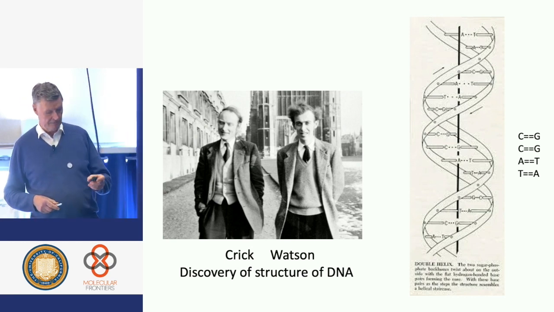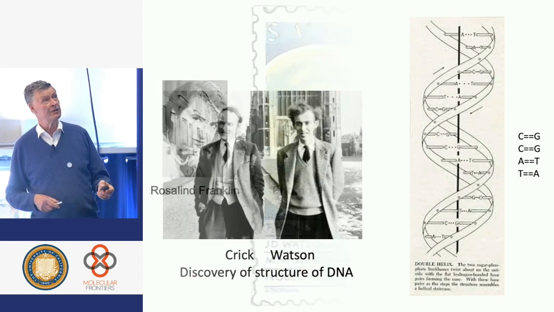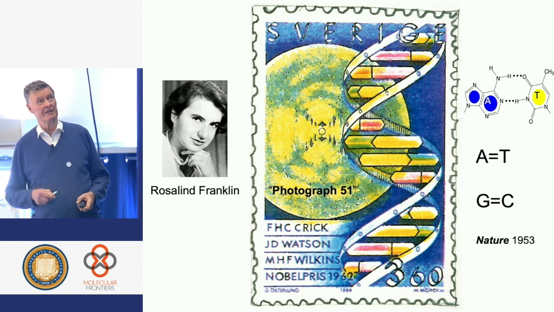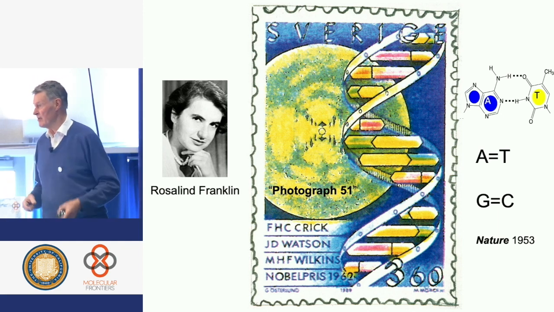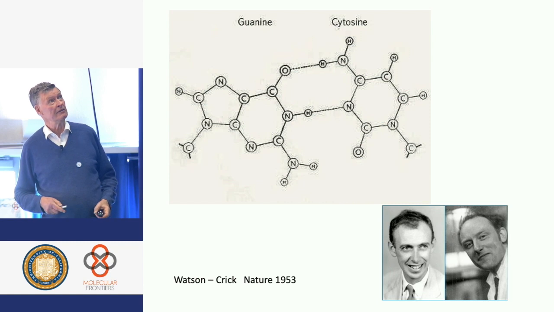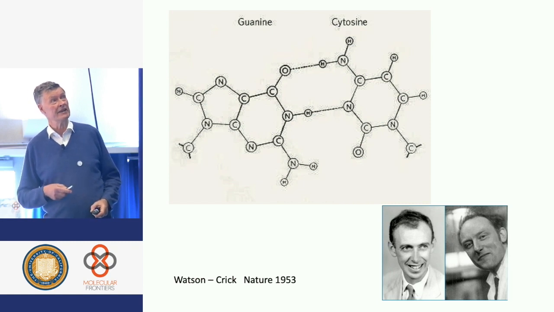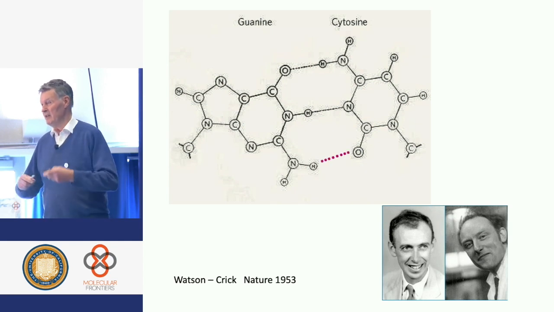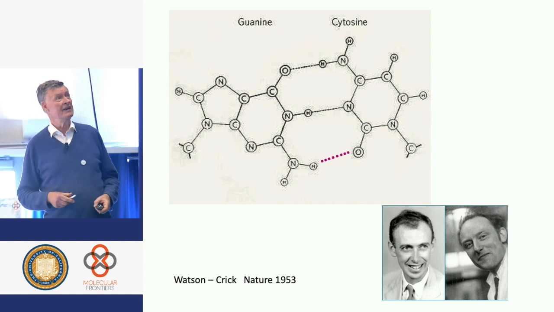And you may ask why they didn't understand why it was specific. Well, they got the idea from Rosalind Franklin's diffraction pattern, which told them that there was a stacking of bases. So that gave them the idea of the structure of the DNA. But the AT and GC, they thought it was 2 hydrogen bonds in both, like benzoic acid. So the guanine cytosine looked like this, and they missed the 3rd hydrogen bond, this one, which would immediately explain this specificity.